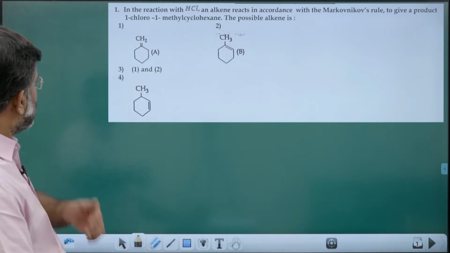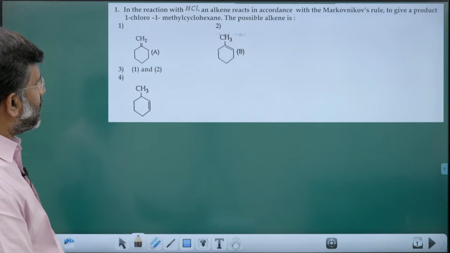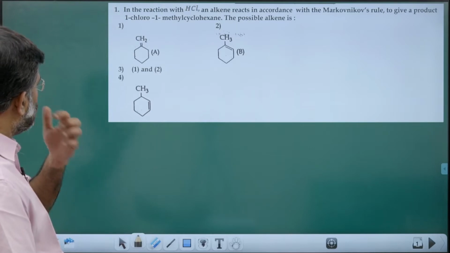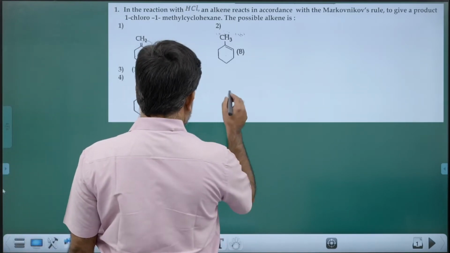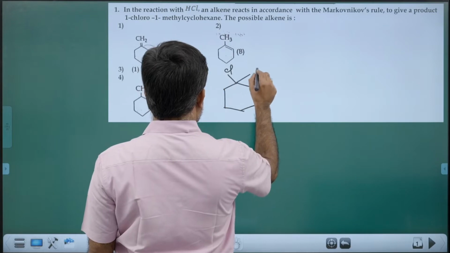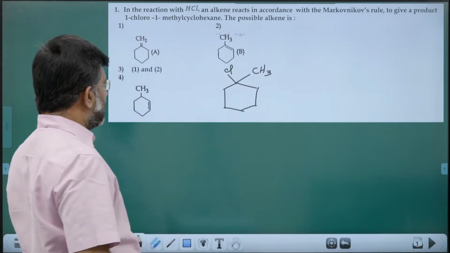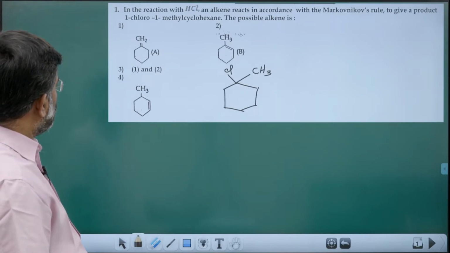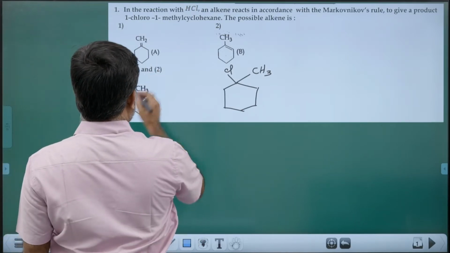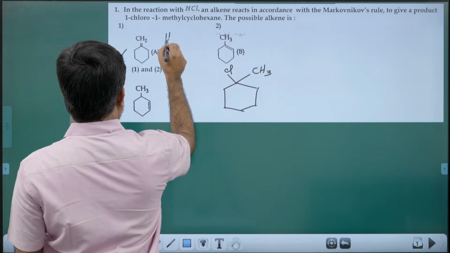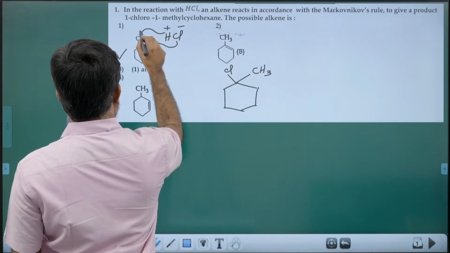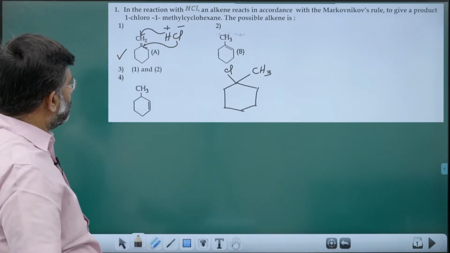The reaction of HCl with an alkene in accordance with the Markovnikov rule gives a product, 1-chloro 1-methyl cyclohexane. So the product obtained is 1-chloro 1-methyl cyclohexane. The possible alkene is this. This is possible when you take up HCl. When you take up HCl with this, the negative part will come here and the hydrogen will come here according to Markovnikov rule, and you will get that product.